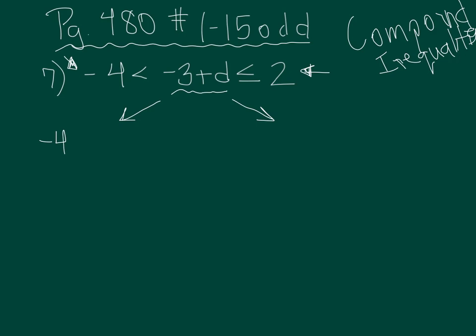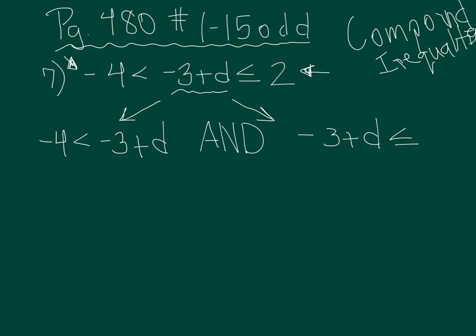So we could say that we have negative 4, whoops, that was not supposed to be less than or equal, it's just supposed to be less than. So what this says is all real numbers D, adding to a negative 3, is greater than negative 4, and remember, "and" means where we have overlap. It makes both of them true. Negative 3 plus D, all real numbers adding a negative 3, is less than or equal to 2. So what numbers would make both of these inequalities true?